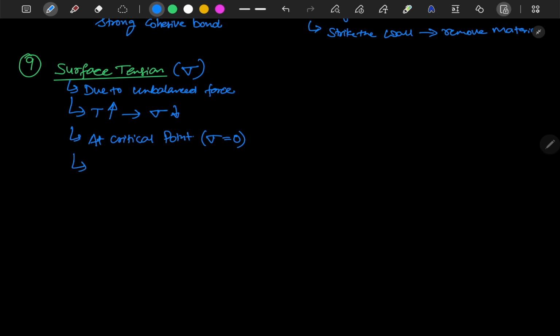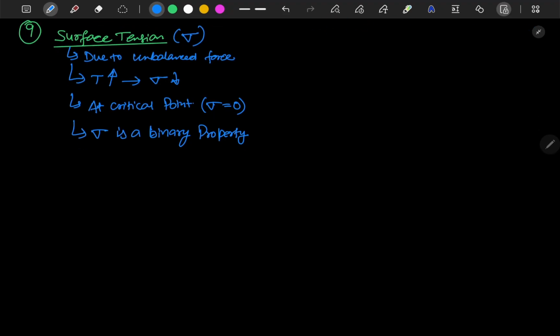Okay, and this surface tension is a binary property. Binary property means that it is dependent on two types of surfaces, two types of interfaces. Two types of fluids must be in interaction for surface tension to occur.